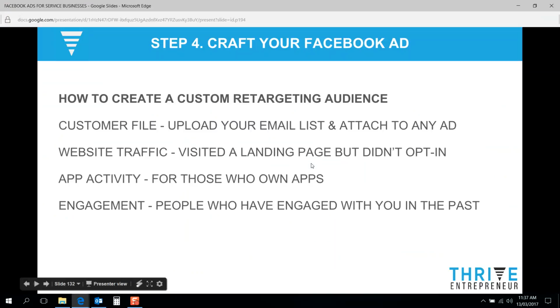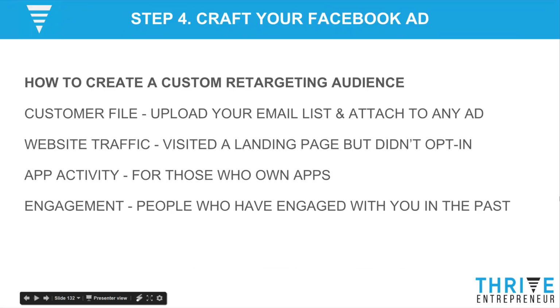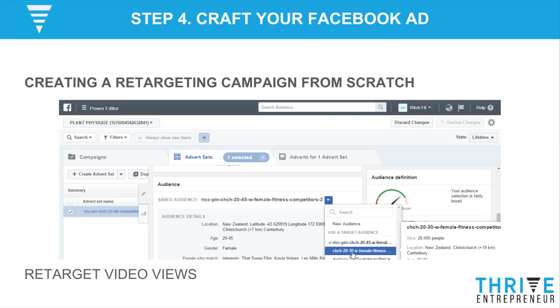Now you're probably wondering, like I mentioned, I've already sort of covered what the customer file is. Email targets your email list. Website traffic targets your landing page visitors, including those who didn't opt in, so I just showed you how to do that. App activity if you've got an app. And engagement, people who engage with your videos or your Facebook page.